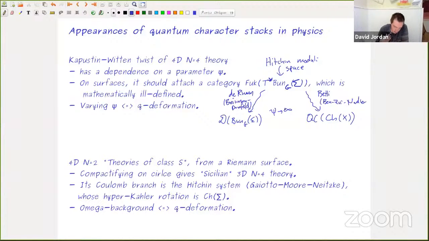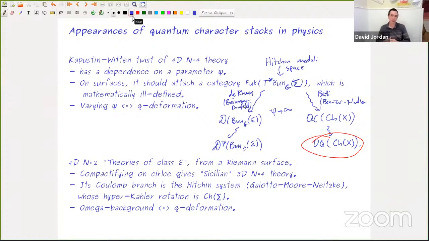But we can vary psi, and when we vary psi, that's where the quantum parameter enters in. So here we can consider, well, they're just called psi-twisted D-modules on Bun_G. And these feature in the quantum geometric Langlands correspondence. And on the Betti side, well, we're studying some kind of deformation quantization of the character stack. Okay, and it's deformation quantizations of the character stack, certain canonical ones that are going to be the focus of today's talk.